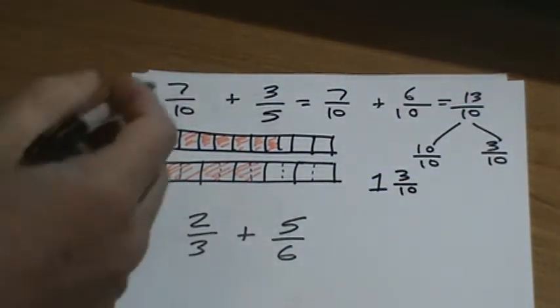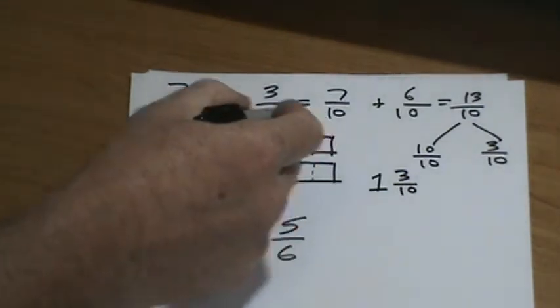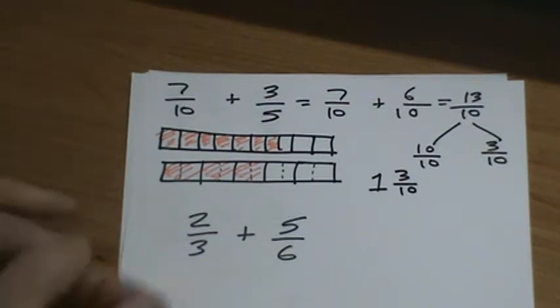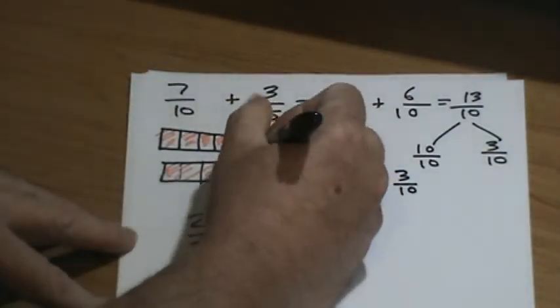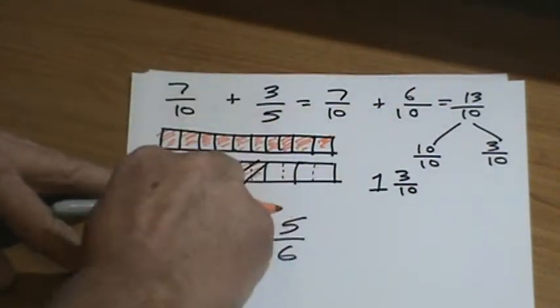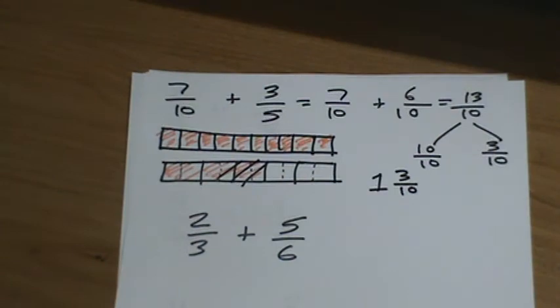Alright, and if I want, I could cross out 3 of those, put them up there, and we'd see that we'd have 1 whole and 3/10. Do you want to do that? Why not? Let's cross out 1, 2, 3. And shade in 1, 2, 3, and there's our 1 whole and 3/10. Okay, let's go to our next problem.